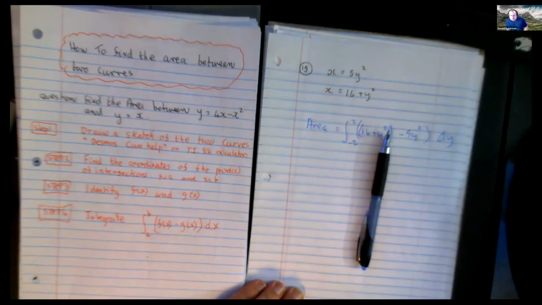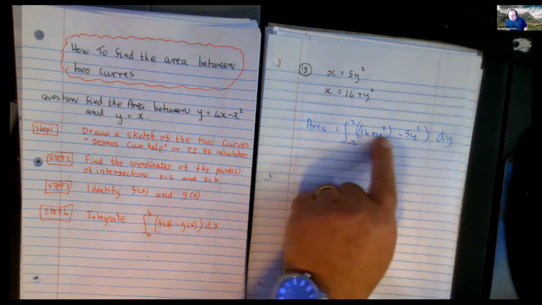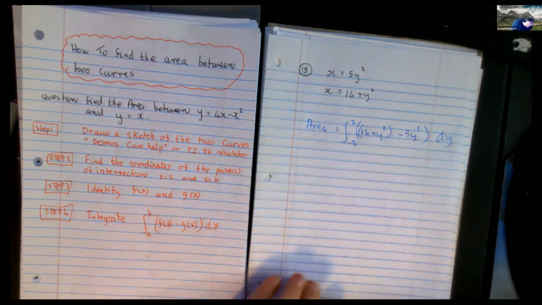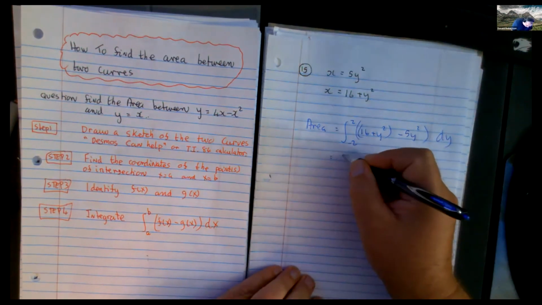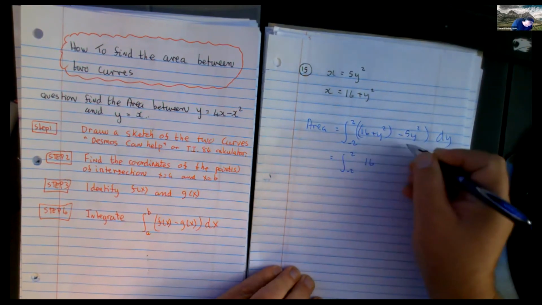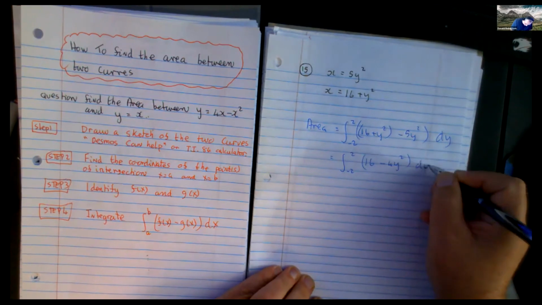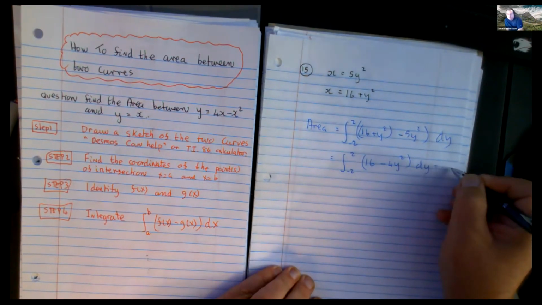It was from -2 to 2. The guy to the right, take away the guy to the left. That becomes from -2 to 2, 16, take away 4y squared. And, you know, off you go, finish it off.